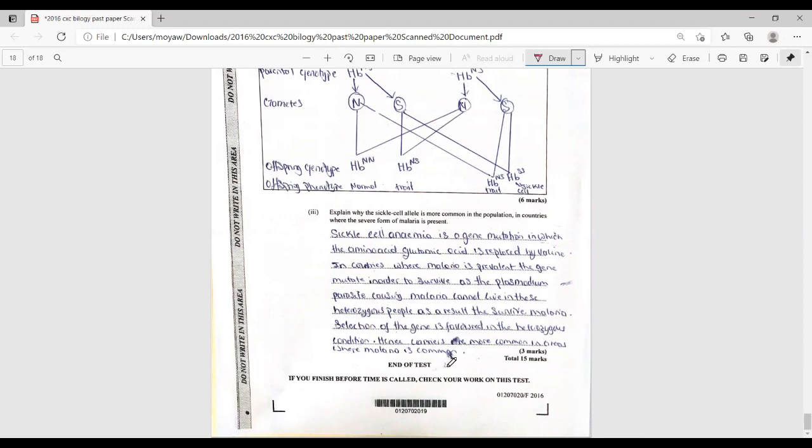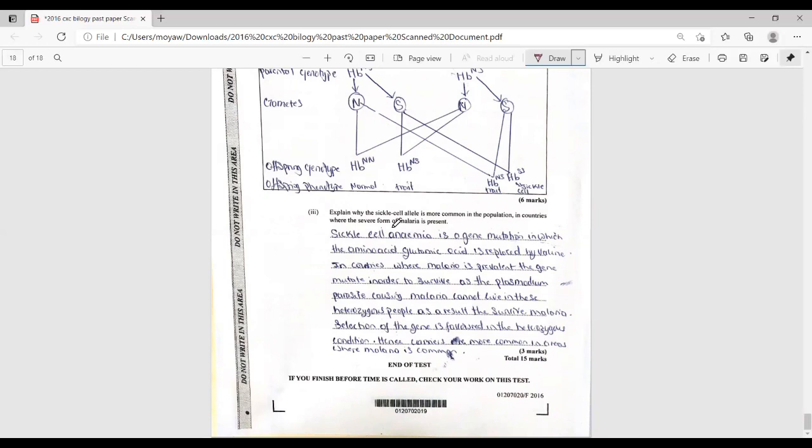So this is simply telling us that sickle cell trait is more common in those countries because it's a type of gene mutation, and as a result, the gene has mutated to favor survival. So it has mutated so these persons living in these areas can survive. And as mentioned, the Plasmodium, which is the parasite that causes malaria, cannot survive in these heterozygous people. They cannot survive in that type of sickle-shaped blood.